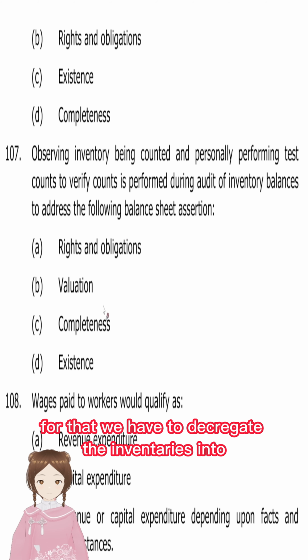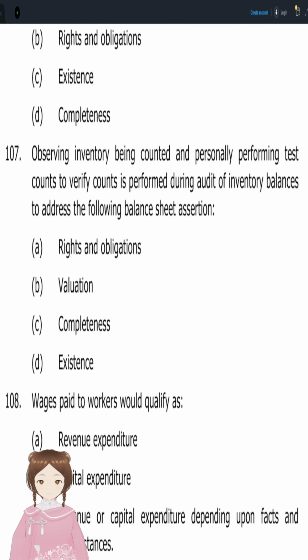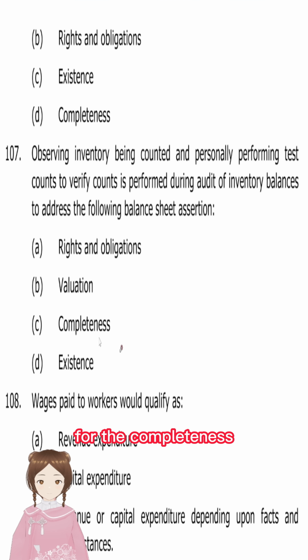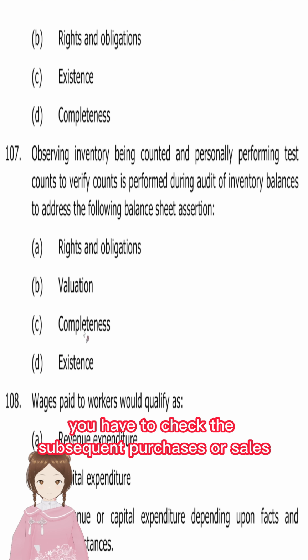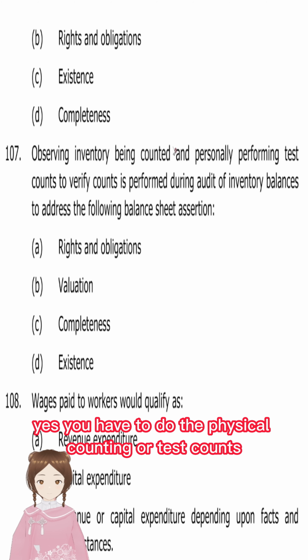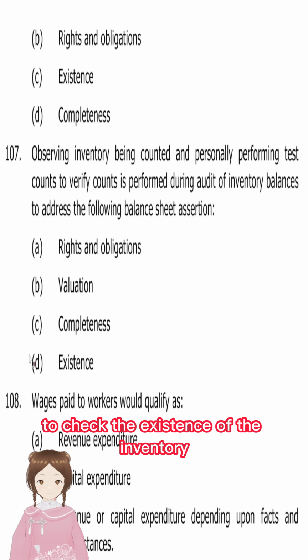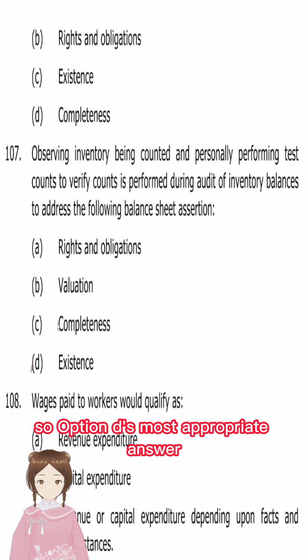Valuation, for that we have to segregate the inventories into categories such as obsolete or non-moving. For completeness, you have to check the subsequent purchases or sales. And option D, existence, yes, you have to do the physical counting or test counts to check the existence of the inventory. So option D is the most appropriate answer.